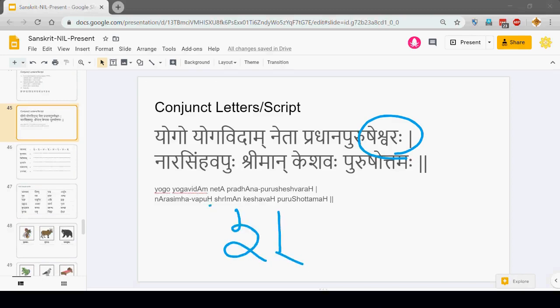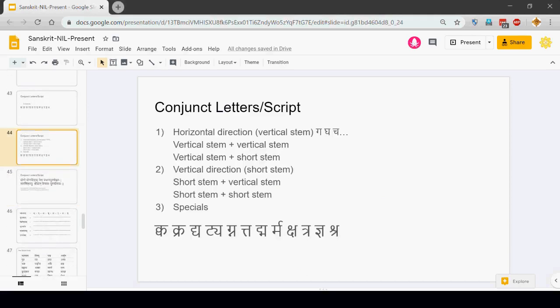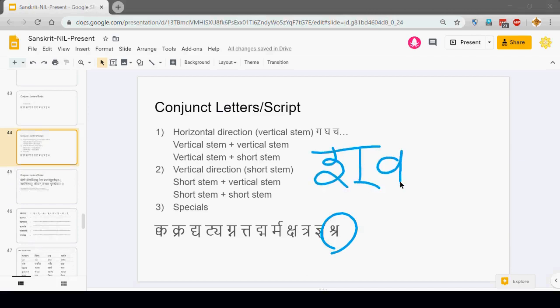So it was half sha, consonant sha, and then va. Consonant sha is sometimes written like this. One of the special scripts we studied was for sha, the last one. If it is a consonant sha, it can be written like this also, like shwa can be written like this, or shra.